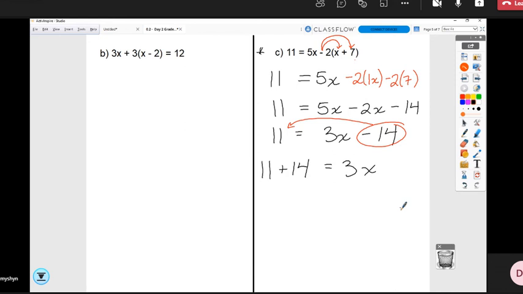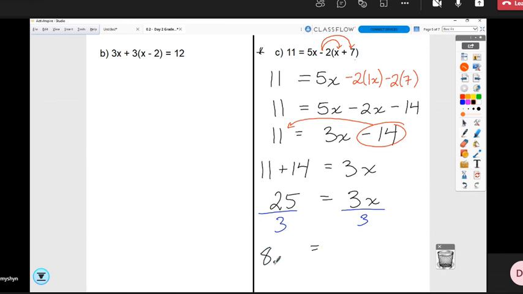Where's my calculator? 11 plus 14 is 25 equals 3x. Divide each side by 3, and it's nasty, isn't it? Agreed? It's nasty? 8.3. 25 divided by 3 is 8.3, and it repeats forever.